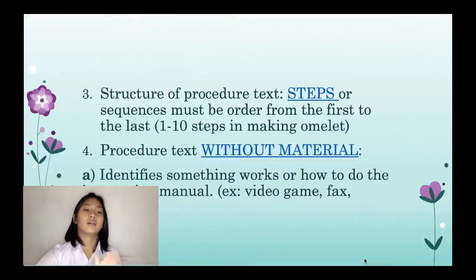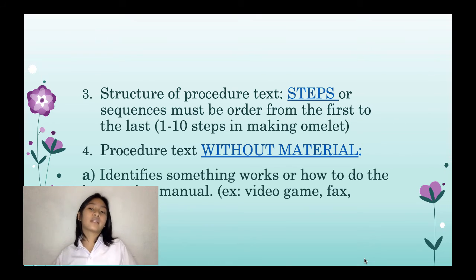Okay, next, the third one, structure of procedural text. Steps or sequences must be ordered from the first to the last. So we need steps in everything. Yeah, in making something, we all need steps. Fourth, procedural text without materials. It identifies how something works or how to do the instruction manual, as we just learned before. For example, video game, fax, and computer.